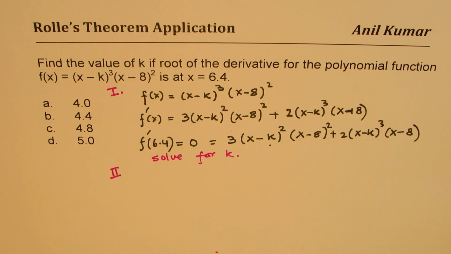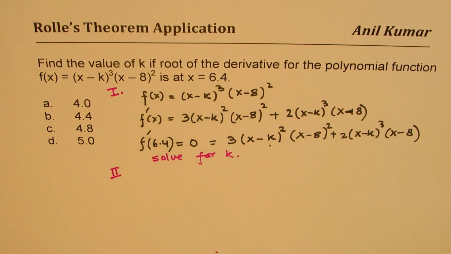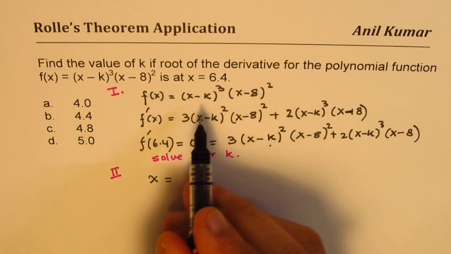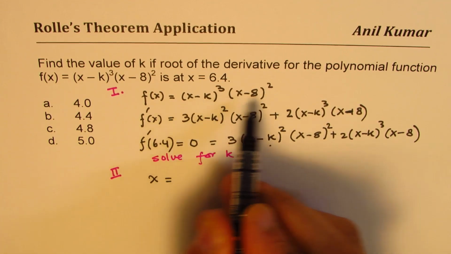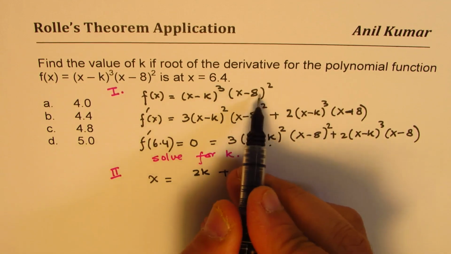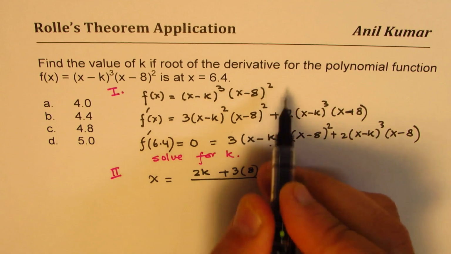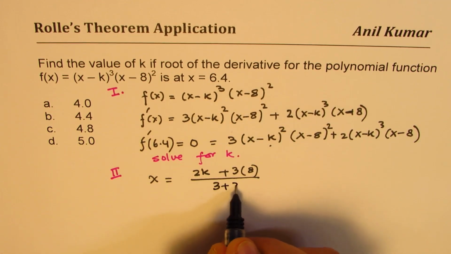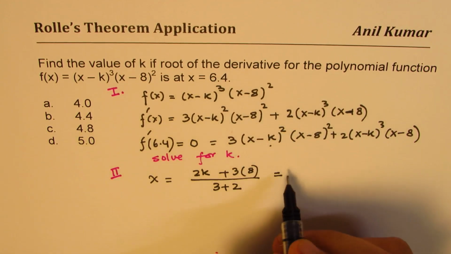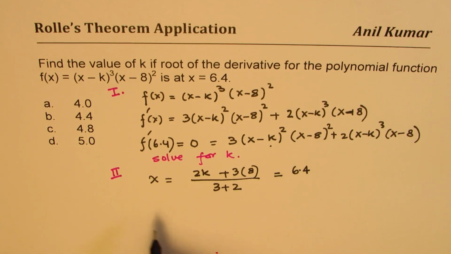So the idea here is that since we have all this given to us, we know that the value of x for which we are getting this particular solution is given by the formula, which is 2 times k plus 3 times 8 divided by 2 plus 3, or you can write 3 plus 2. And the value of x is given to us as 6.4. You get the idea, right? Now we can solve for k. So this is our second method.